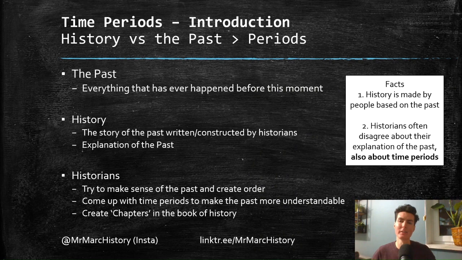So some facts: history is made by people based on the past, and historians often disagree about their explanation of the past, also about time periods. So you have to remember this. History can change all the time. So it's presented at school as like this is how it was, but over the past 100 years we've already changed quite a lot about history, because it's an explanation of the past and our explanation can change.